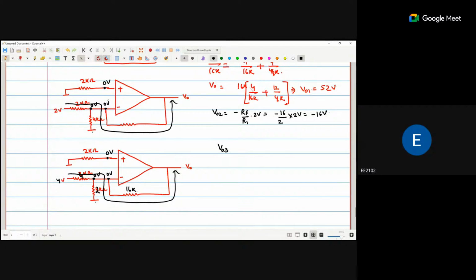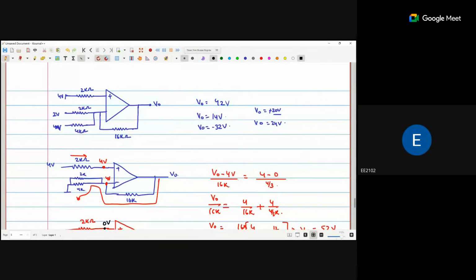So V03 is minus RF by R1 into 4 volt. That is minus 16 divided by 4 into 4 volts. So minus 16 volt. So V naught is V naught 1 plus V naught 2 plus V naught 3. So 52 minus 16 minus 16, 20. That is 20 volts. Okay, so the correct answer is 20 volts.